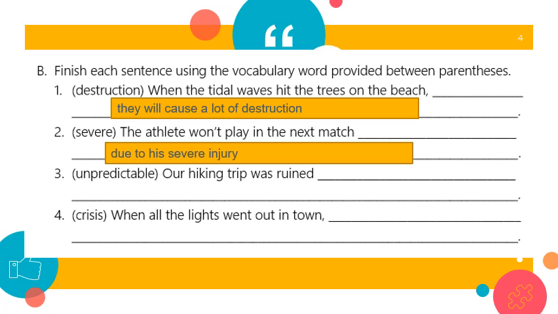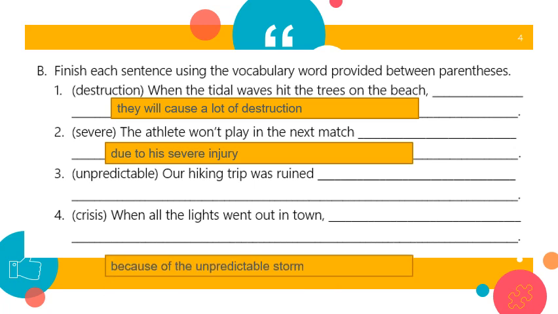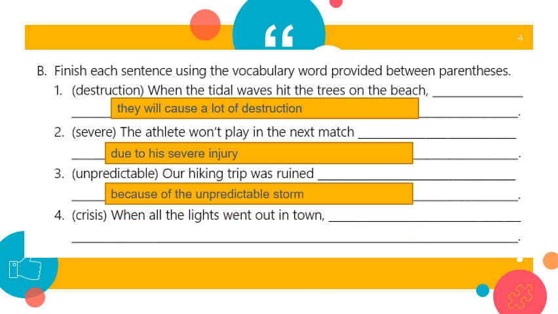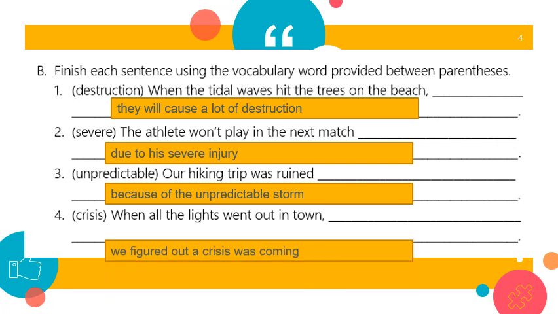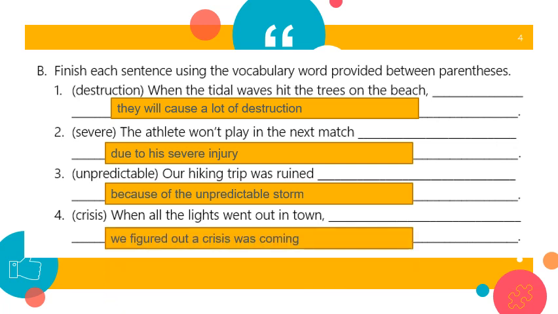3, unpredictable. Our hiking trip was ruined because of the unpredictable storm. 4, crisis. When all the lights went out in town, we figured out a crisis was coming. Simple and easy. That's how we have to finish the sentences using the words between parentheses. Clear? Now we can move to exercise C.